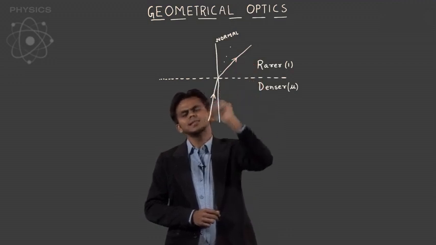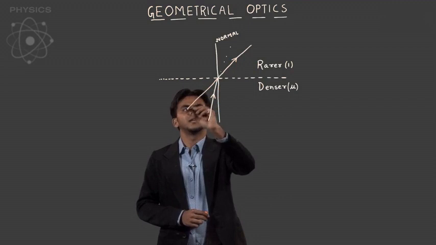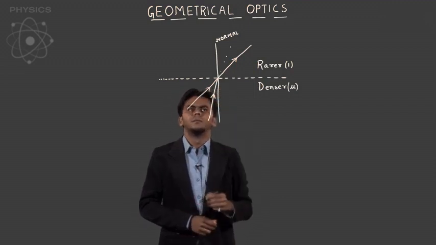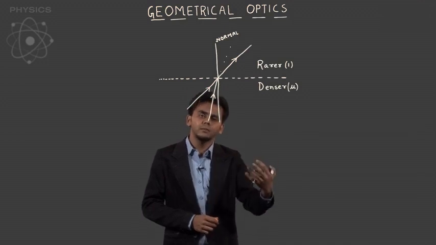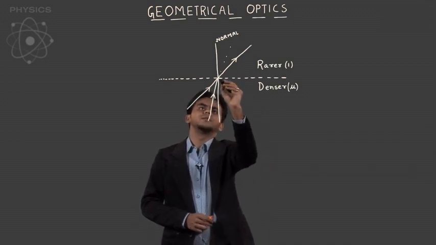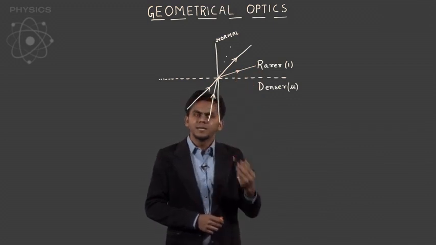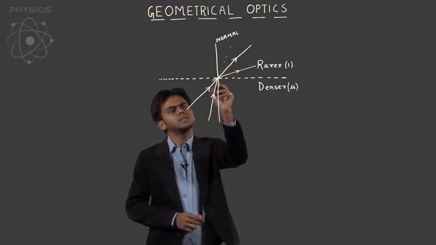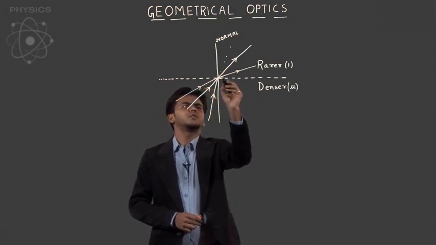And if I increase this angle further, how? We're passing a ray like this. My R, angle of refraction, would again be increased. Now this would be your new ray. Similarly, I can keep on increasing. I can keep on increasing my I, and my R would also keep on increasing.